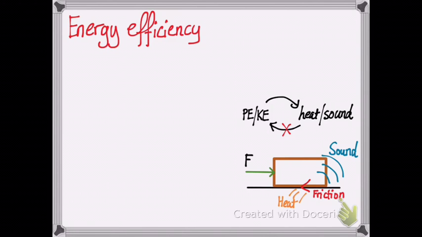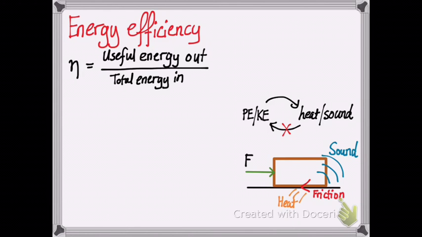Now we have the energy equation here. Efficiency is equal to useful energy out over the total energy in. Let's get a bit of the housekeeping out of the way. We have energy efficiency. It's a dimensionless ratio. You just need to multiply by 100 if you want the percentage.